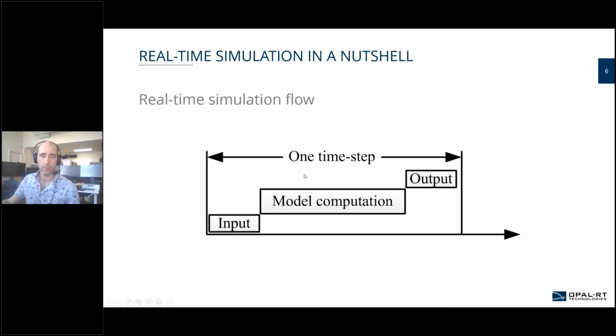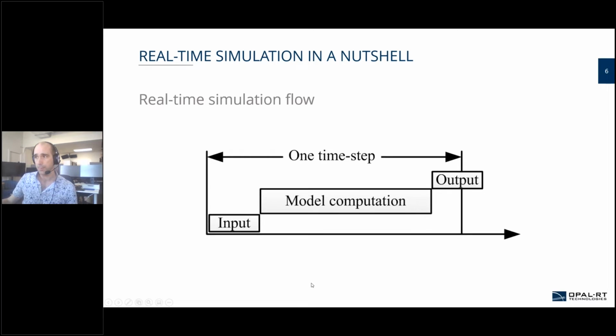So depending on the time constant of your circuit, you have more or less time, and depending on the computation burden that you need to do, sometimes it might overrun, at which point you're not in real time anymore because you compute for one time step and you only know the result at the following step.